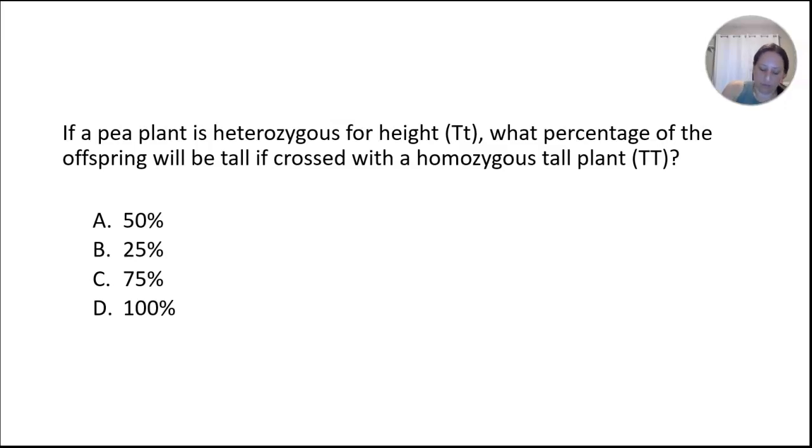And so if you need to do the Punnett square, you can. But hopefully just by looking at this, you know that 100% of them, what percentage of offspring will be tall? Yeah, all of the offspring will be tall. Okay, half will be homozygous dominant and half will be heterozygous, but they will all be tall. So D.